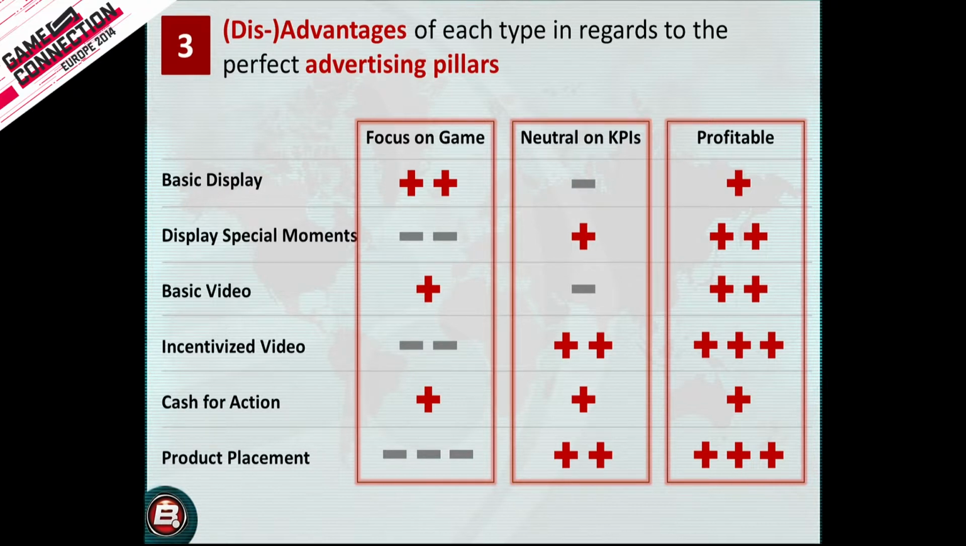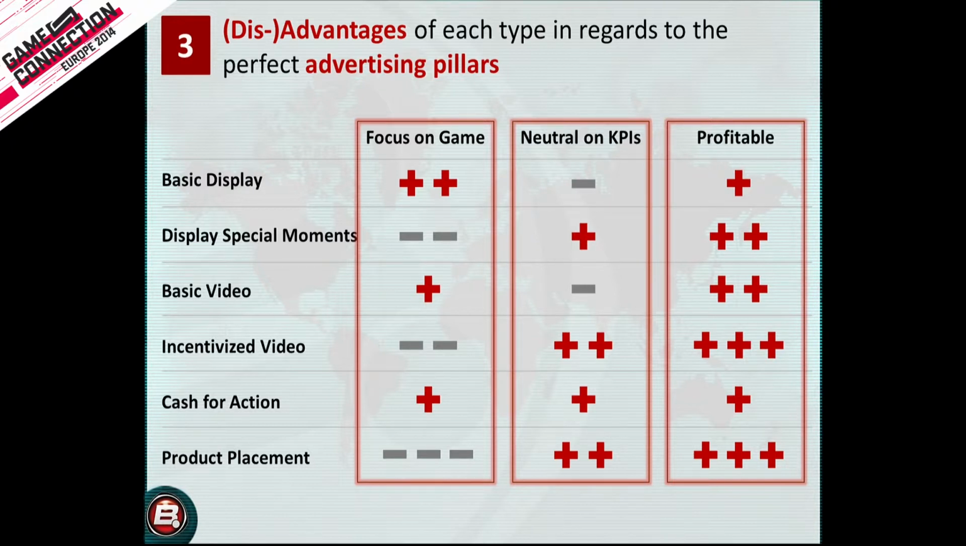So with the special moments, the incentivized videos and product placement, I would say the more active users you have, the more reasonable these things become. The fewer active users you have, the more I would go with very standardized, easy formats, like basic display, basic video, cash for action. It doesn't matter how many users you have, that will work because the focus on the game is fine. This KPI works, but you won't get as much money out of it.